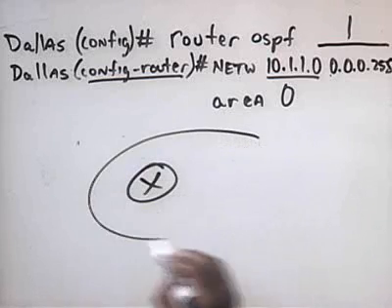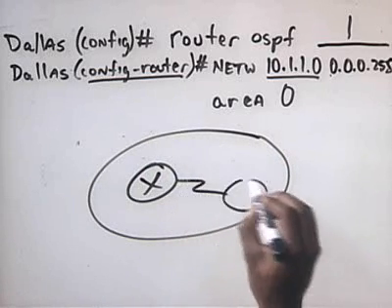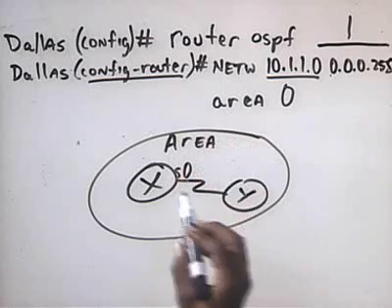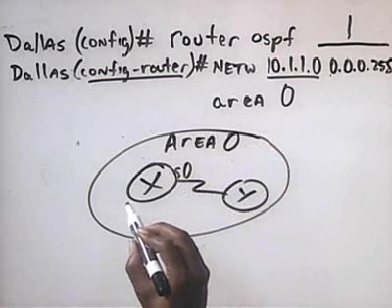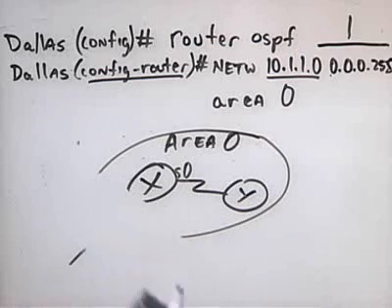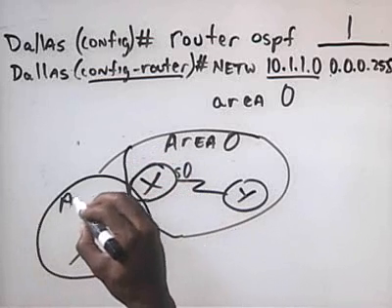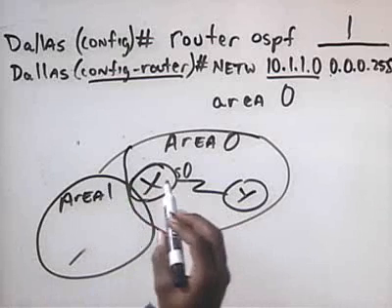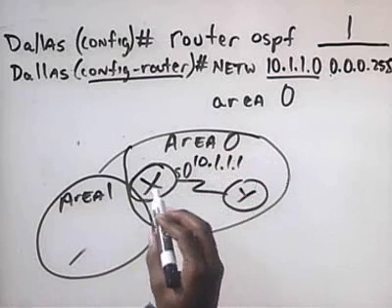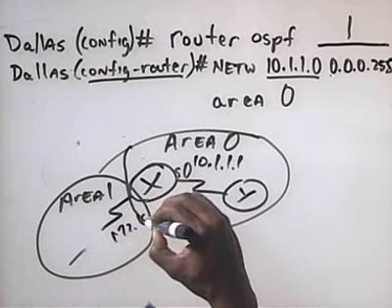Let me show you what we're doing here. This router has an interface serial 0 here, and that interface is in area 0. This router has another interface that we're going to say is actually in another area, area 1. Interface serial 0 has an IP address of 10.1.1.1, and then this other interface will be given 172.16.1.1.